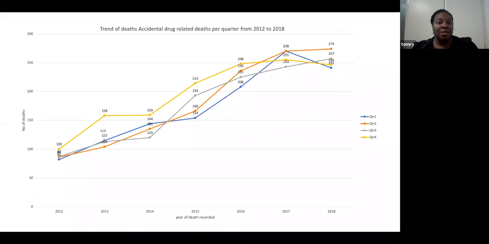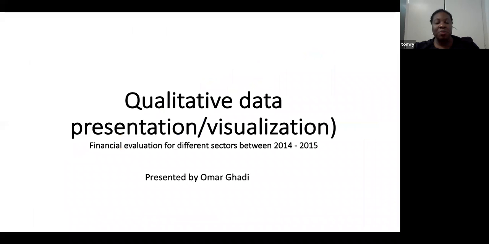My last graph that I have to present is showing the trend of deaths per quarter over the period of the years that we're looking at, which is 2012 to 2018. And again, this is an example of quantitative data that is looking at time series. Thank you very much. Over to you, Omar.